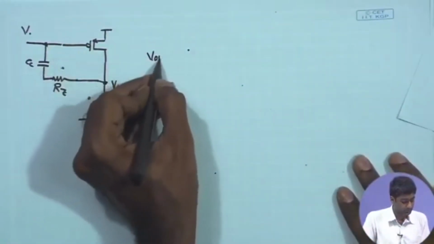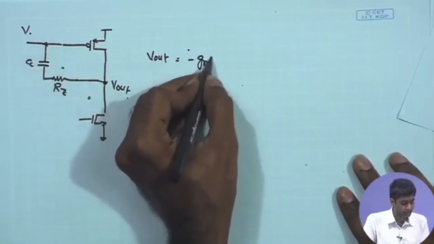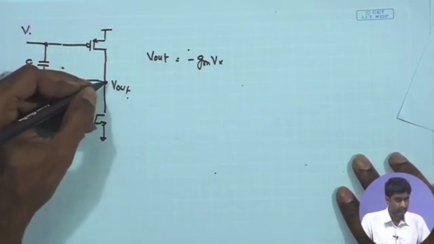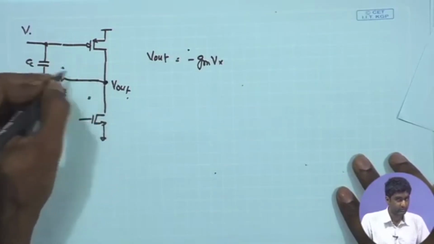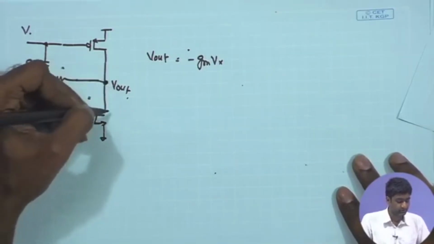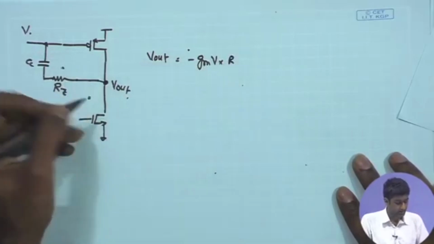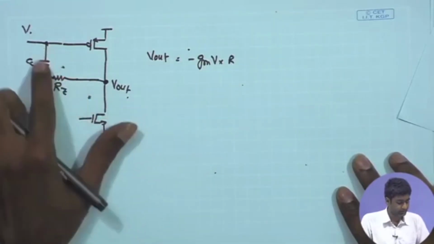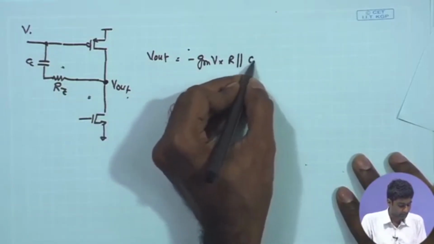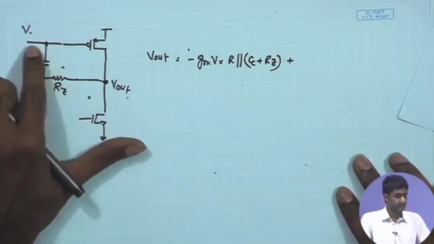Here once again I can write down the expression for V out as the superposition of the two paths. Let us take the first path. This will be minus GM times V times the overall parallel combination of the small signal resistance at this point and the impedance provided by this path. So, the overall small signal impedance at this point provided by the PMOS and NMOS, once again I am calling it R, in parallel with the series combination of Cc and Rz. This is the first path.